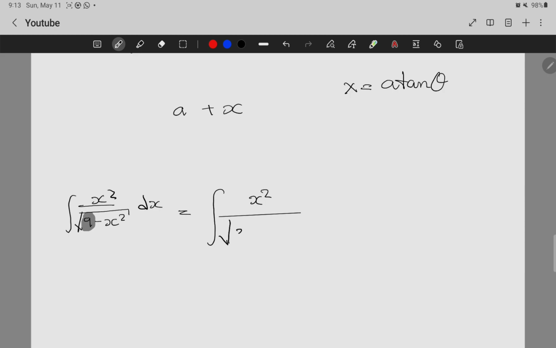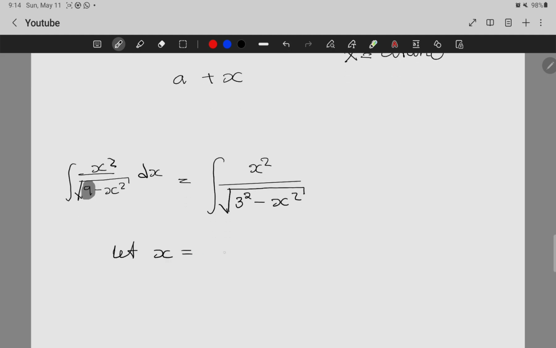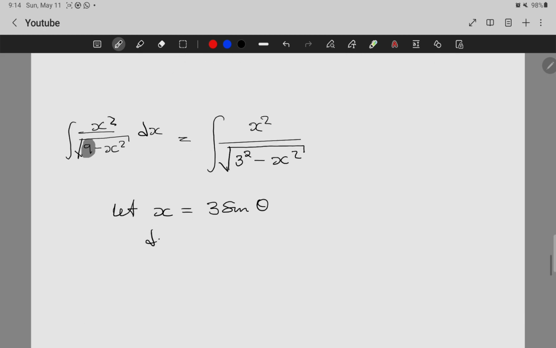The square root of 9 is 3. So this is the same as 3 squared minus x squared. In this way, we now know that our a is 3. And since the variable x is the one that is negative, we're going to use the sine substitution. So let x be equal to a, which is 3 sine theta. If we did this, the derivative of x with respect to theta will be 3 cos theta. And this will imply that dx is equal to 3 cos theta d theta.